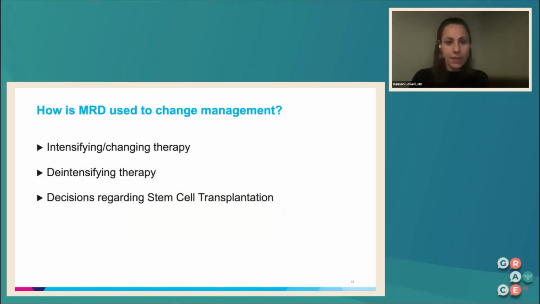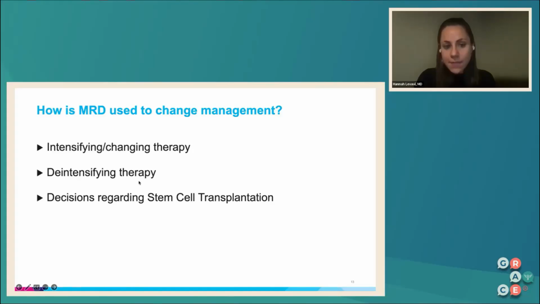So how do we use MRD to change management? Sometimes MRD is used to intensify or change therapy, and I'll give an example of that in a second. If somebody is MRD positive after a cycle of chemotherapy or 2 cycles of chemotherapy, it might be a reason that your oncologist will change the treatment that you're getting or sometimes even intensify it.